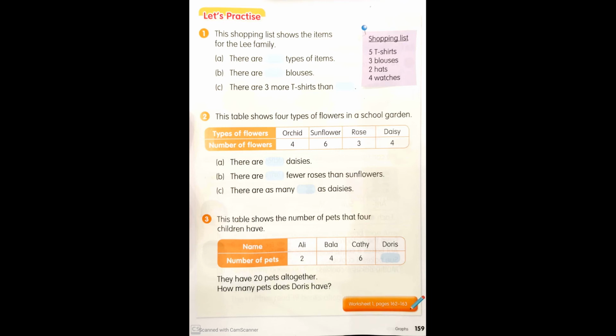B. There are blouses. How many blouses? You have to fill that in. How many blouses?